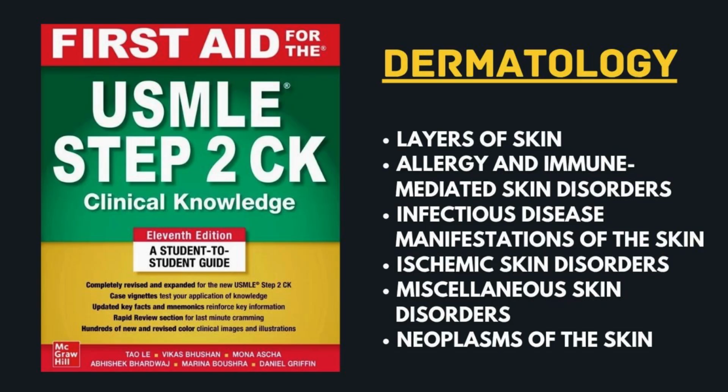The staging is non-negotiable. Stage 1 is intact skin with non-blanchable erythema. Stage 2 is partial thickness loss, a shallow ulcer or blister. Stage 3 is full thickness loss down to the subcutaneous fat. Stage 4 is the most severe, exposing muscle, bone, or tendon.